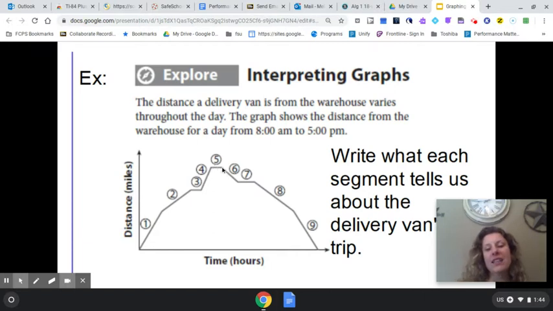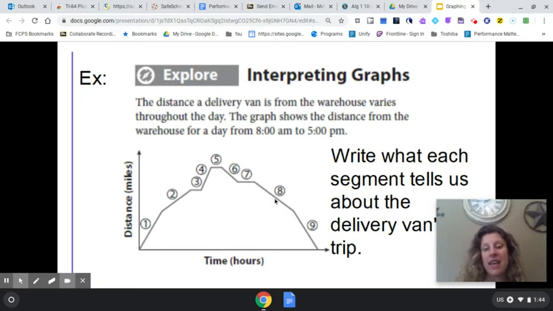Okay, as they start to move again, they are decreasing their distance to the warehouse. So they're on their way back to the warehouse at a moderate rate of speed. Maybe they hit another stoplight at section 7. They come to a stop for some reason. Maybe they're making another delivery that's closer to the warehouse than this stop was at number 5.